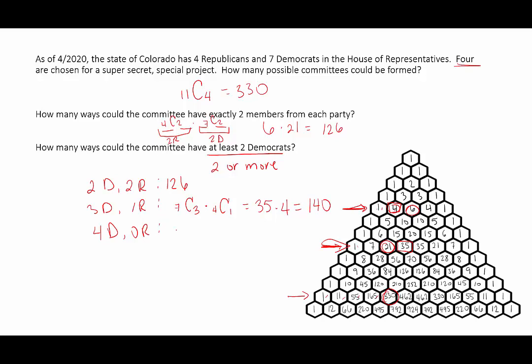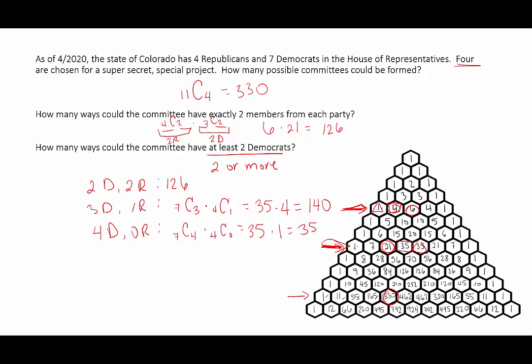How about this last one? We have 4 Democrats. Let's try that again. 4 Democrats, there's 7 to choose from, so 7 choose 4. And Republicans, there are 4, and we want to choose 0 of them. 7 choose 4, 7th row is here. We'll do a triangle this time, 0, 1, 2, 3, 4, 35. 4 choose 0 is right here, and here's 0 times 1. So this would be 35.